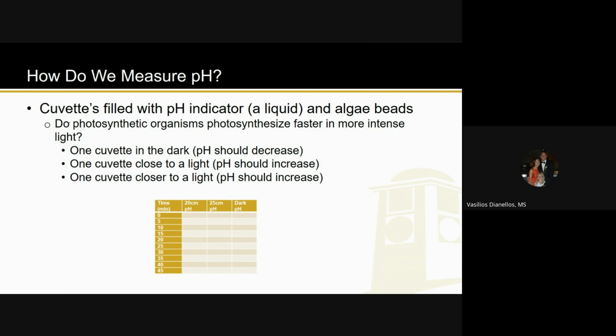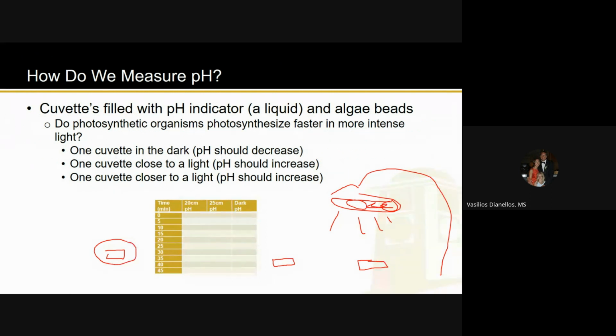Anyway, experiment 1. The question, again, that we're answering is, do photosynthetic organisms photosynthesize faster in more intense light? So long story short, I'll try to draw this a little bit better. We'll have a lamp, shining light, right? And we're going to have a cuvette close to the light. We'll have a cuvette farther from the light. And then we'll have a cuvette in the dark, right? That's what it calls for. However, if I remember correctly, and that little circle indicates it's wrapped up.